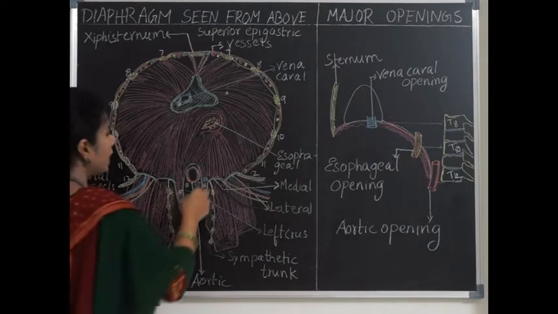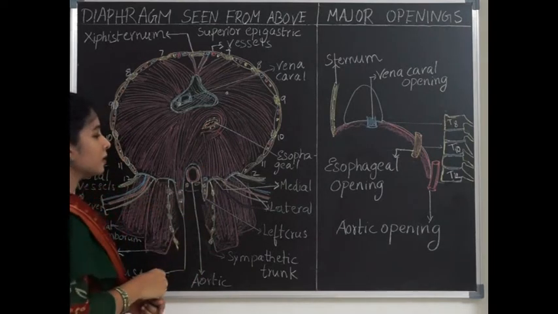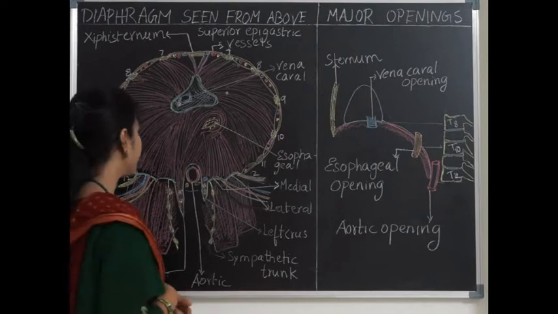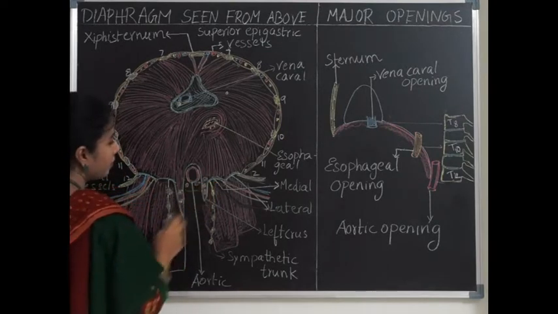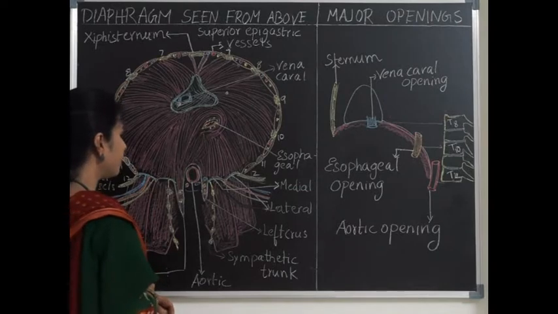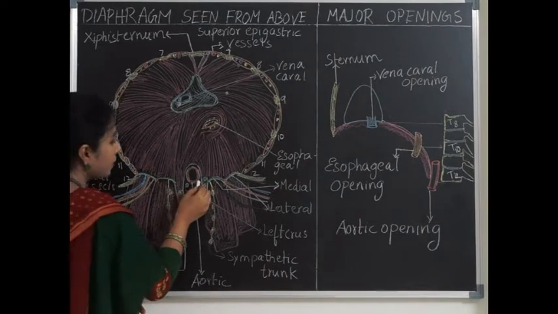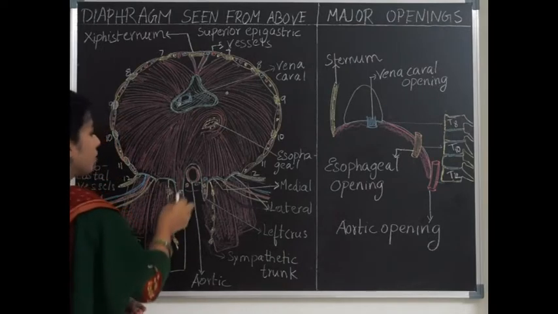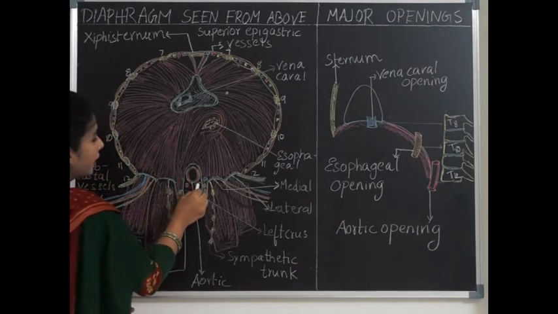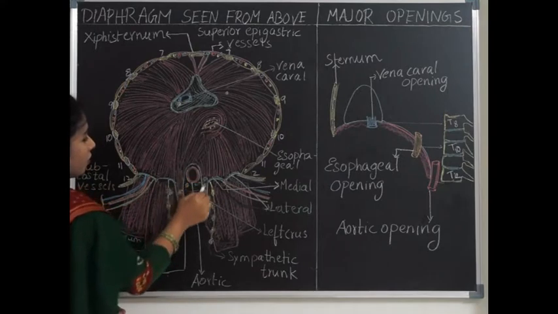Sometimes the left crus is also pierced by the least splanchnic nerve. The hemiazygous vein pierces the left crus of the diaphragm, and the azygous vein passes through the aortic opening of the diaphragm. The thoracic duct, azygous vein and aorta are the contents of the aortic opening.